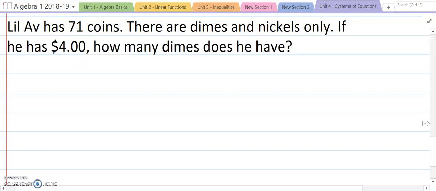Lil Av has 71 coins. There are dimes and nickels only. No quarters, no pennies. He has $4. I want to know how many dimes there are. And actually, you do have enough information for this problem. We just have to uncover what we're looking at.